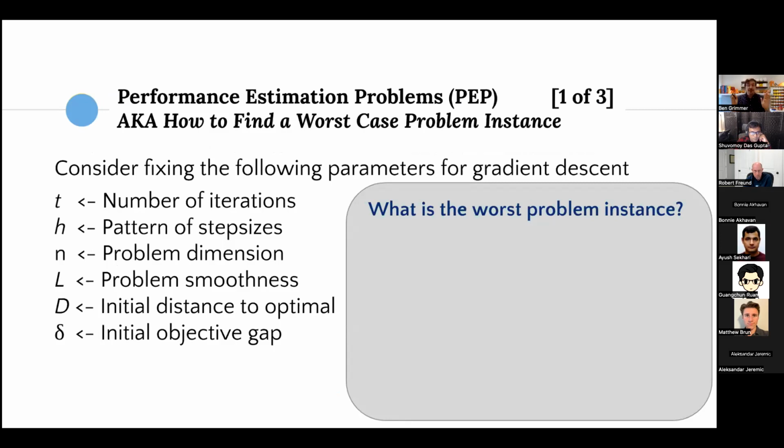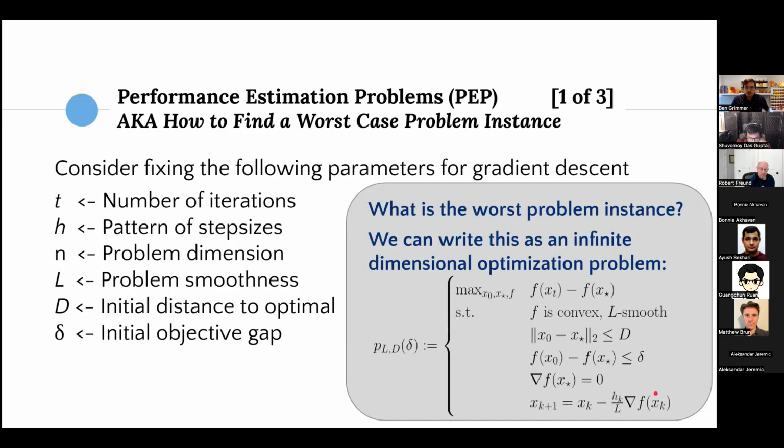So you could imagine you fix a whole lot of parameters about gradient descent. If you tell me exactly how many iterations you're going to run, 7 steps, tell me exactly the step sizes that you're going to use, tell me the problem dimension, the smoothness, distance to optimal, initial gap. If you specified all of those, you could imagine sending someone out to go find the worst problem instance, given this fixed iteration bound, fixed policy on everything. Right? So you could go about coming up with the worst case problem.